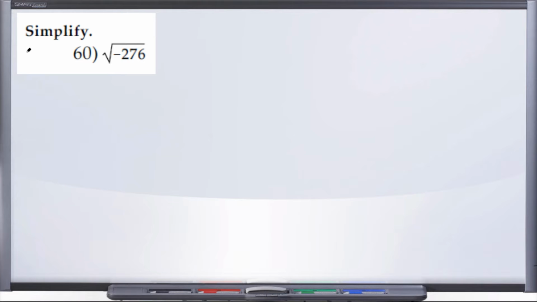Number 60 says simplify, and we've been given the square root of negative 276. And if you recall from earlier in the practice series, we talked about how you can't have a negative under the radical when your index is even. And if you end up with a negative under the radical while you have an even index, you're going to be dealing with an i. So let's go ahead and, again, simplify.